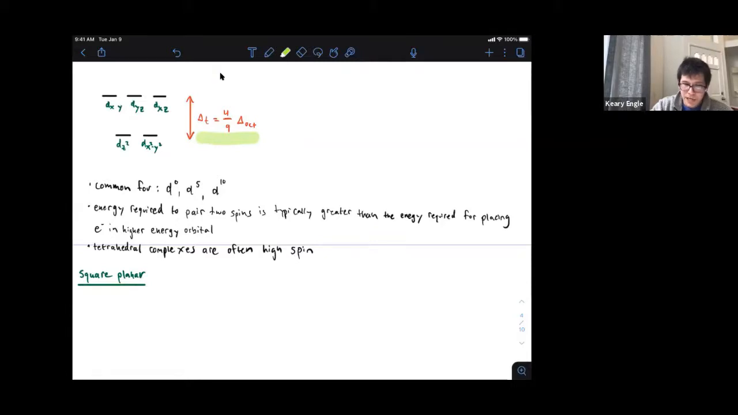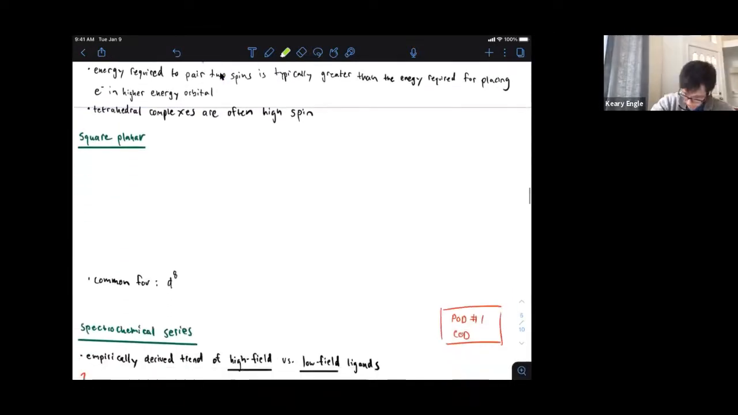And the tetrahedral complexes tend to be high spin. We'll talk about what that means, but the trade-off here is the energy required to pair two spins versus the energy required for placing an electron in the higher energy orbital.